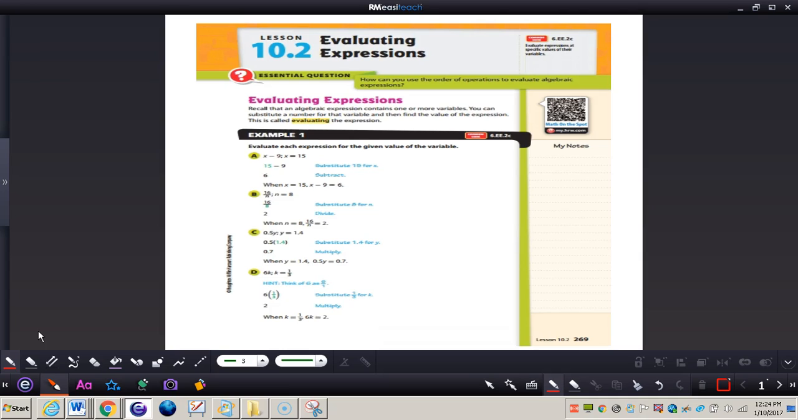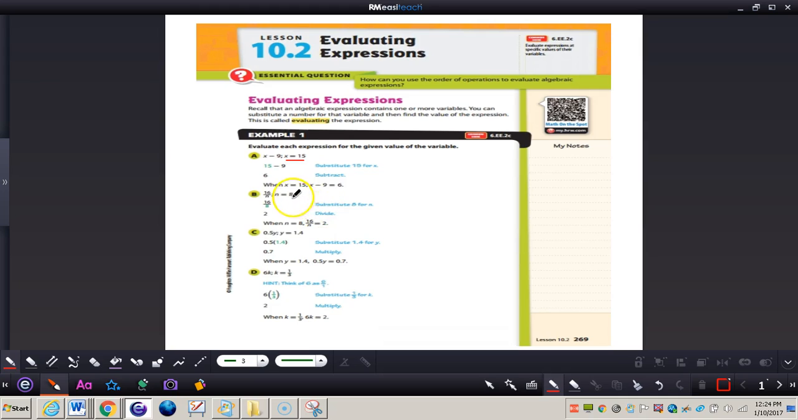So let's take a look at letter A. In example 1, it says evaluate the expression for the given value of the variable. So it says x minus 9. And they tell us now how much x is worth. So x equals 15. So then we replace the variable with the number 15. The reason for that, because they're telling us x equals 15. X does not always equal 15 though. So a variable can represent any type of number. So 15 minus 9 equals 6 for the answer. So that's what's called evaluating the expression.